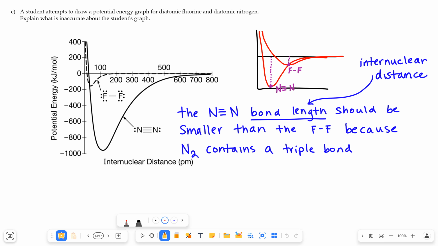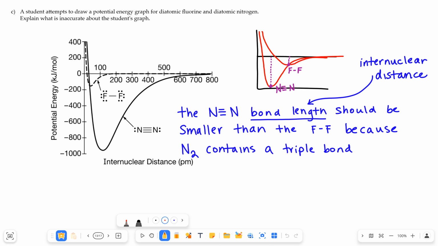Yeah, it's a triple bond. They're really strong, so they're going to release a lot when they form. I'm going to have to add almost 1,000 kilojoules to break apart a mole of nitrogen triple bonds. Okay, so that's right, that the nitrogen should be at a lower potential energy level.